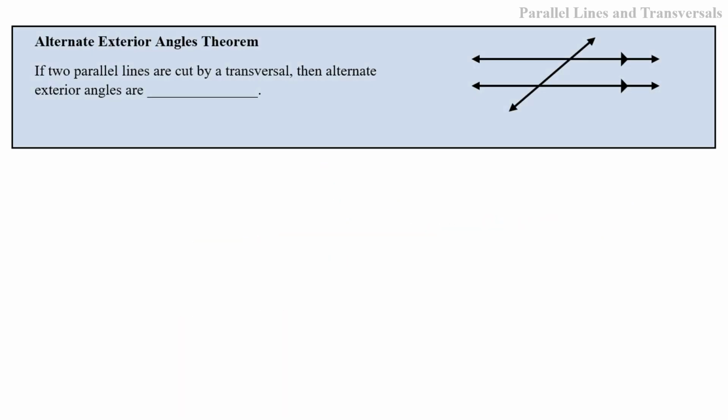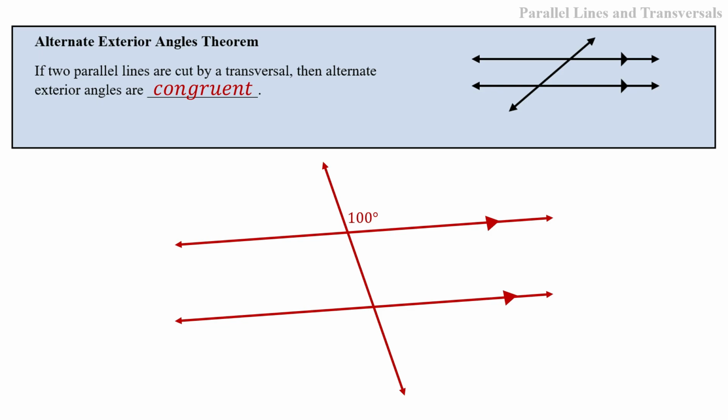This next theorem is the alternate exterior angles theorem, and it says that if two parallel lines are cut by a transversal, then alternate exterior angles are also going to be congruent. And I'm going to prove it in a similar way as the last one. Say for example these two parallel lines with this transversal, let's say this top angle here is 100. What did we say earlier? Well, we said that corresponding angles are equal. So if I get that top right angle down here, those two are equal because they're corresponding.